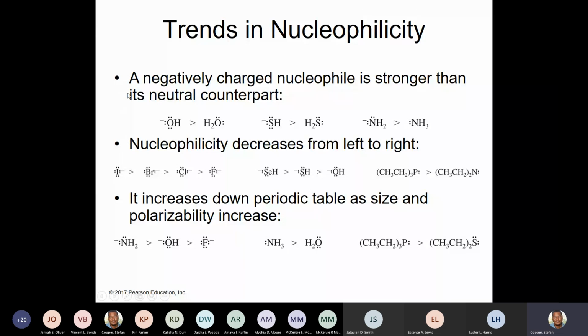All right, let's look at the next trend in nucleophilicity. Nucleophilicity is going to decrease from left to right. What does that really mean? It decreases from left to right. What am I trying to say here? Any clue for anyone?